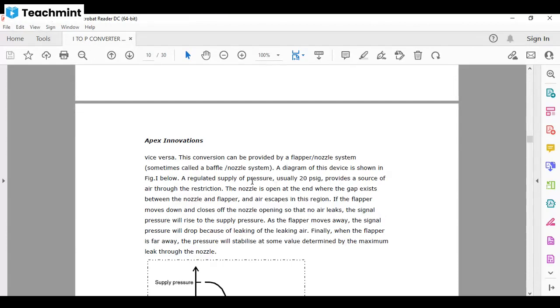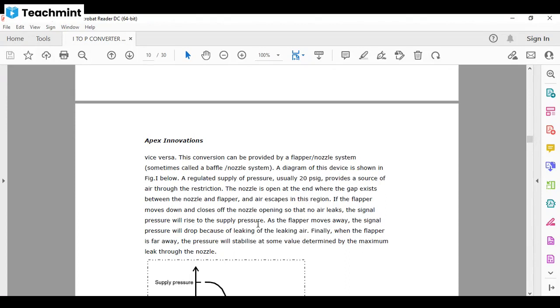So if the nozzle is open at the end where the gap exists between the nozzle and flapper, and the air escapes in this region, if the flapper moves to close the nozzle opening, no air leaks in this case, and the signal pressure will rise to the supply pressure.